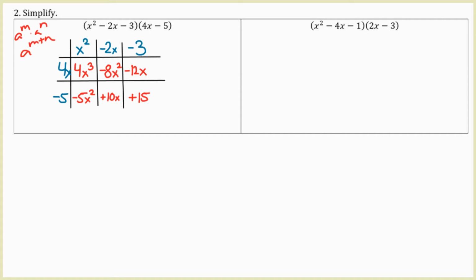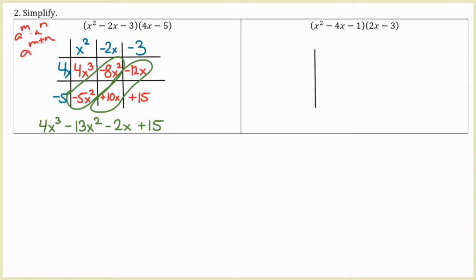Now what we're going to do is just collect like terms. We're just focusing on the red. 4x cubed has no one to collect with. These guys are common because they're both x squared. So negative 8 and negative 5 become negative 13x squared. These both have x's. So negative 12 and a positive 10 become a negative 2x. And then this 15 has no one to go with it. Let's do one more example.